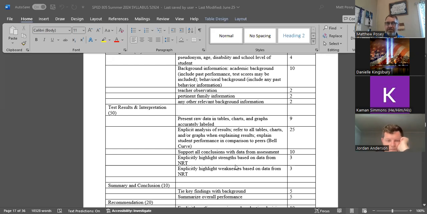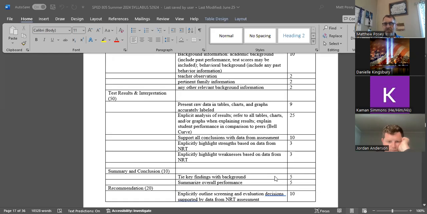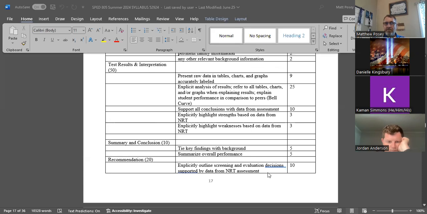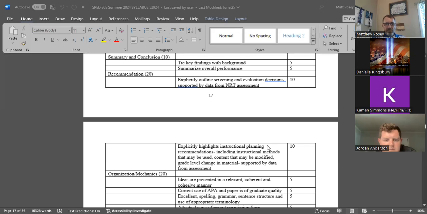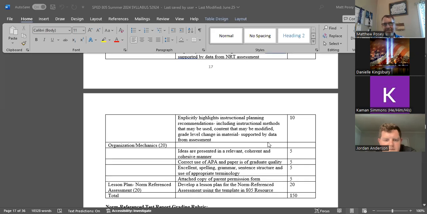Make sure you highlight some of the strengths and weaknesses you identified. Summary and conclusion: pretty much done the exact same way we did the informal. And then any recommendations you have based on modifying work, making accommodations or modifications to work. Do you need to drop it back some grade levels? Always mention that. That's one way you can do it when you're looking at modifications. Also, even if it is the same case study student, make sure you include that permission form. It's important. That's easy points right there for you, so don't overlook that.